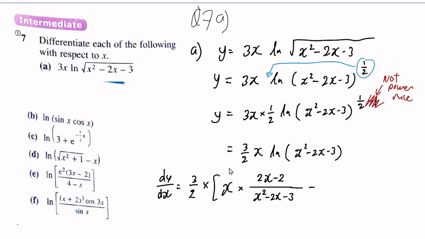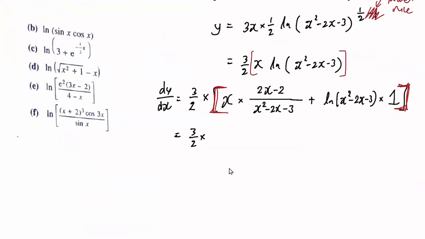Plus, take the other, which is the ln. Keep the inside. Then multiply by the derivative of x. Remember, I've already factored out the 3 over 2, so I'm only looking at x and ln. So maybe I should put a pair of square brackets like this. Hopefully it's clearer. Then times 1. Okay, is it clear? Okay, good. So now we get 3 over 2 times all this. Actually, I'm not going to simplify this. This is good enough. Don't need to simplify.